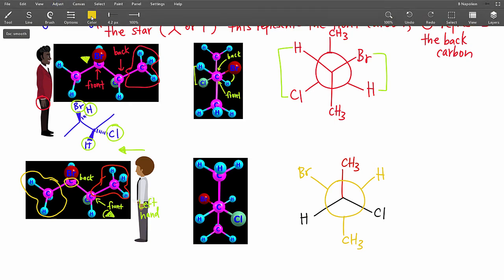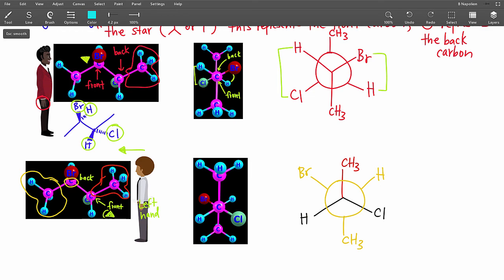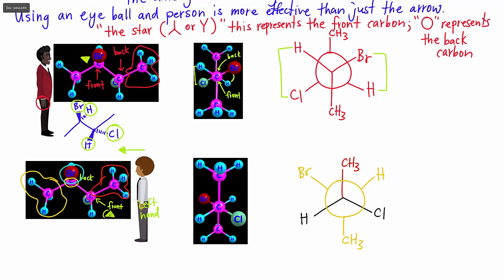Now, double check your projections and see if indeed this Br on the back carbon and this H on the front carbon, are they on the same left side? Well, yes, they are. Double check your projections again. Double check to see if this Cl here on the front carbon and this H here on the back carbon, are they on the same side? Well, yes, they are. Okay.